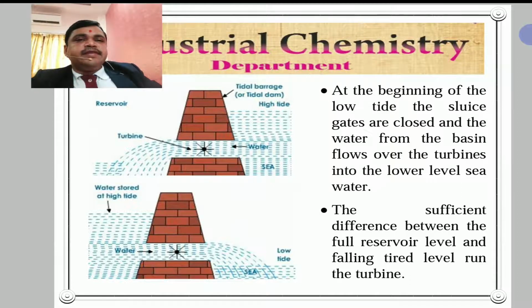This type of mechanism takes place in a single basin type tidal power plant. In high tide we store sea water in the basin, and at low tide this stored water falls down on the turbine. The turbine is joined with a generator, so the kinetic energy of water is converted into mechanical energy in the turbine, and this turbine is joined with a generator which produces electricity. With this arrangement, we get energy from tides.